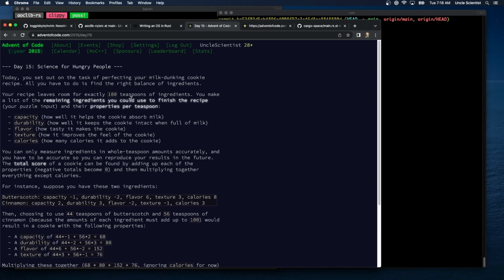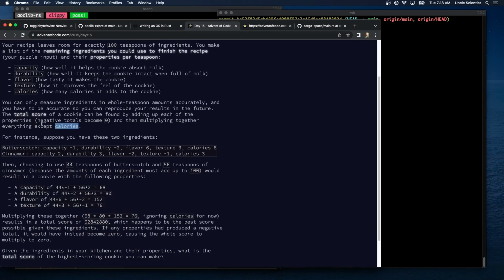Your recipe leaves room for exactly 100 teaspoons of ingredients. That's unusual. You make a list of the remaining ingredients you could use to finish the recipe and their properties: capacity, durability, flavor, texture, and calories. You can only measure ingredients in whole teaspoon amounts, and you have to be accurate. So the total score of a cookie can be found by adding up each of the properties. Negative totals become 0. Okay, that's good to know. And then multiplying together everything except calories. So I imagine calories will come in part 2.